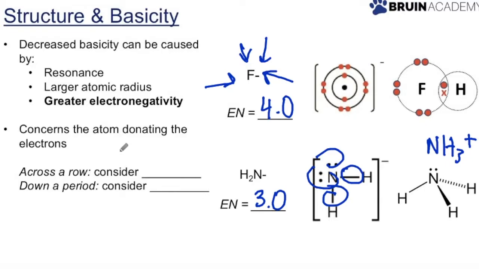So when you're considering things like radius and electronegativity, if you're comparing atoms across a row, you want to consider electronegativity over atomic radius, because electronegativity tends to increase going across a period. And if you want to consider something going down a group, you'll consider the atomic radius. As we know, going down a group, you have a larger atomic radius.